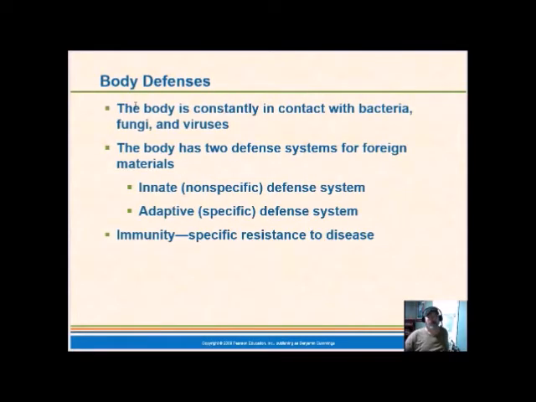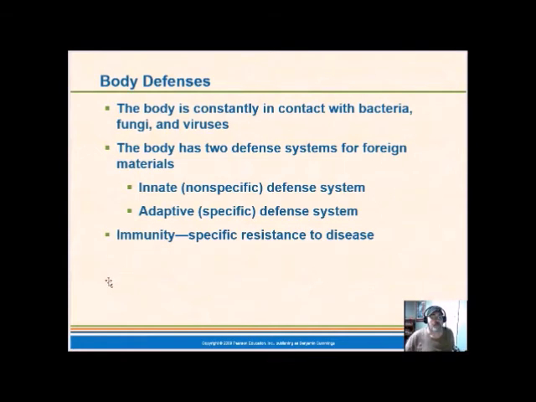Now let's talk about body defenses. The body is constantly in contact with bacteria, fungi, viruses, also things like splinters, other things that can cause our body harm. And we have two defense systems for foreign materials. There is the innate, which is what we're going to talk about in this presentation, and then there is the adaptive or specific defense system, which is why we don't get a cold or chicken pox twice.